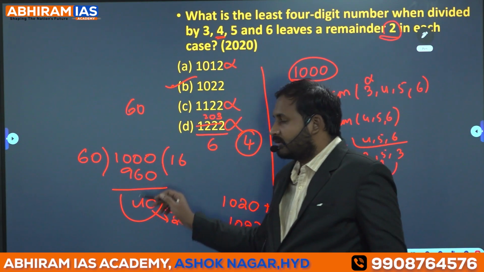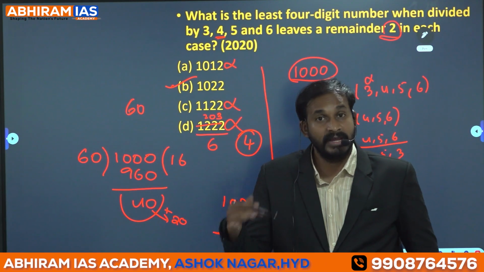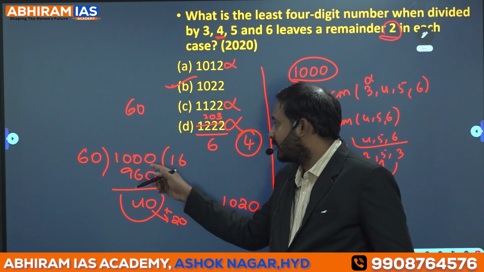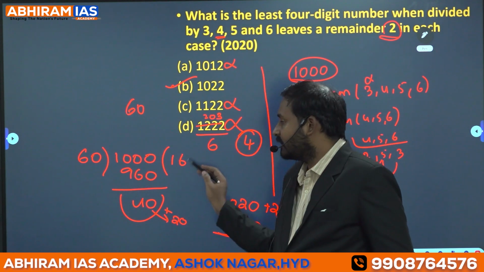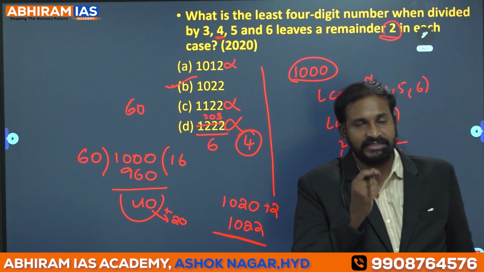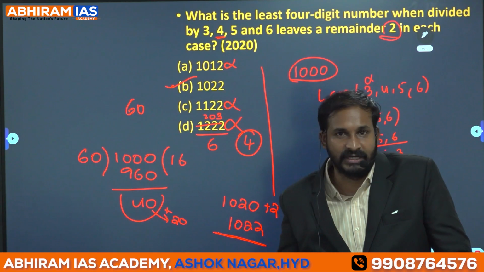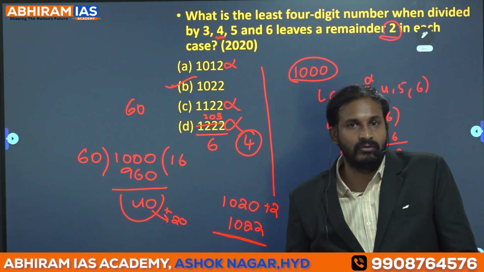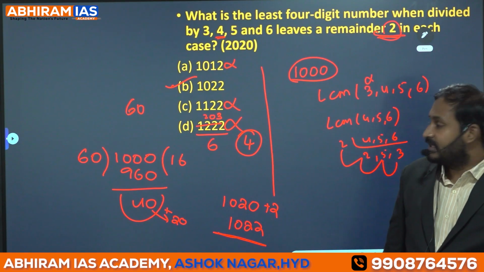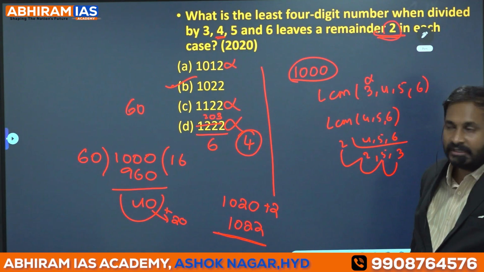Actually, when you divide 1000 by 60, what is the remainder? You will get 40. To make this remainder 0, what number should be added? 20. If I add 20, this will become 1020, and 1020 is exactly divisible by 60. That means the least 4-digit number which is exactly divisible by these numbers is 1020. But do we need to find that one? No. We need to find a number which leaves a remainder 2. That is the reason I have added 2 to that. So it will become 1022. Right? Next one.